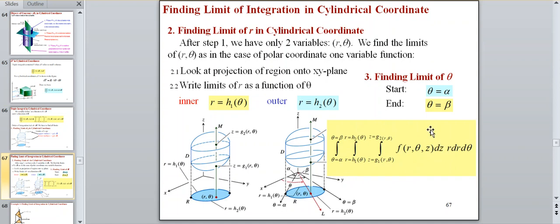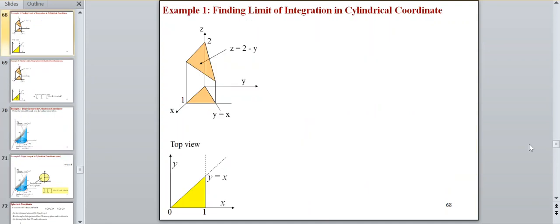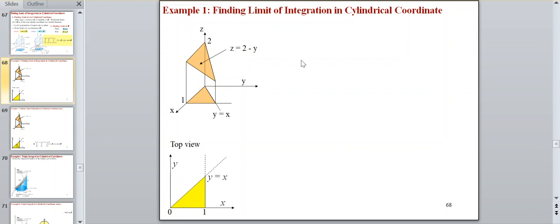We first integrate with respect to z. What is left will be a function of r and theta, then with respect to r, then with respect to theta to find the answer. So be very careful. Okay, you can see here. Okay, now look at this example.